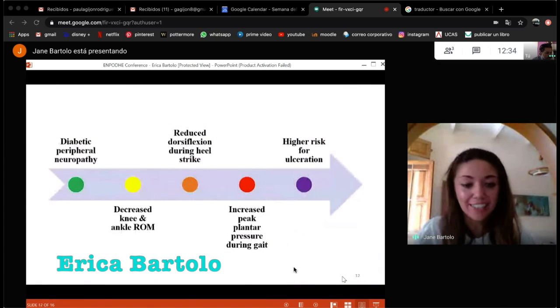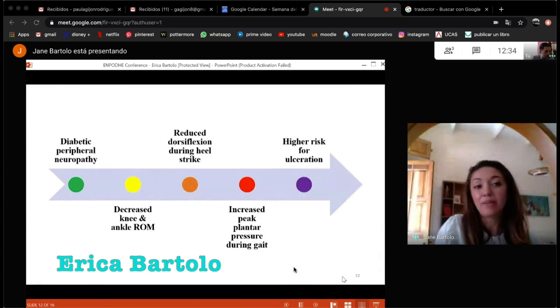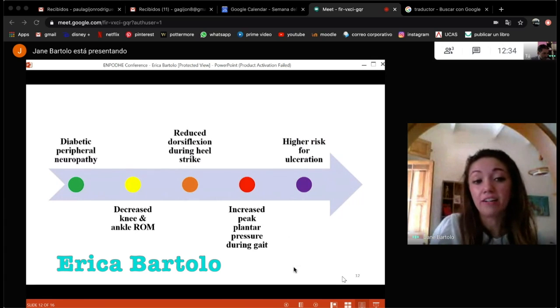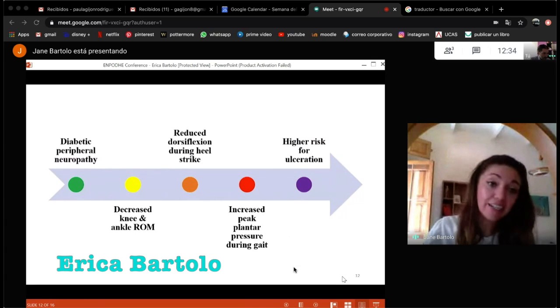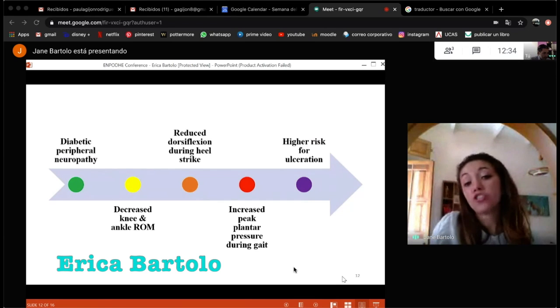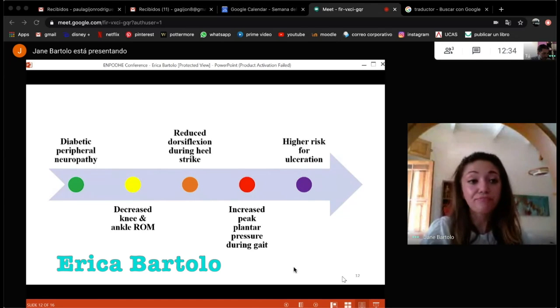So from the results gathered in this review, it can be hypothesized that due to diabetic peripheral neuropathy, there may be decreased knee and ankle range of motion, resulting in reduced dorsiflexion of the foot during heel strike, which results in increased peak plantar pressures during gait, therefore increasing the risk for ulceration.